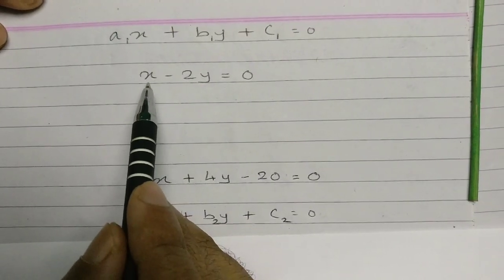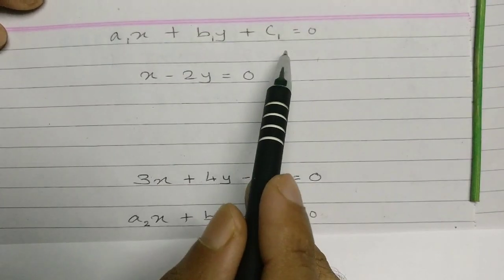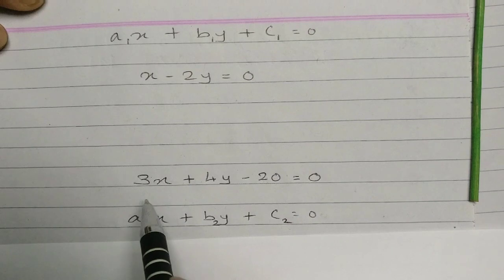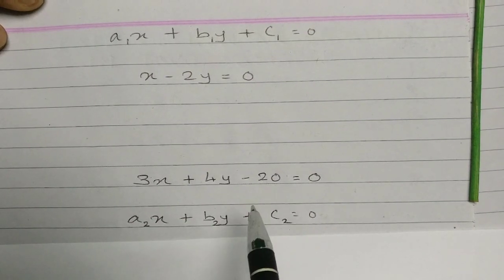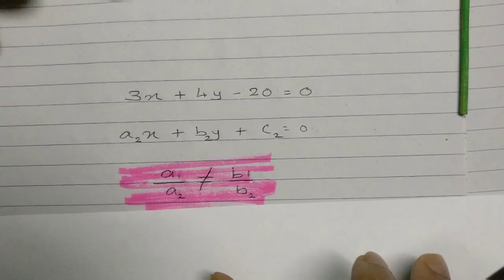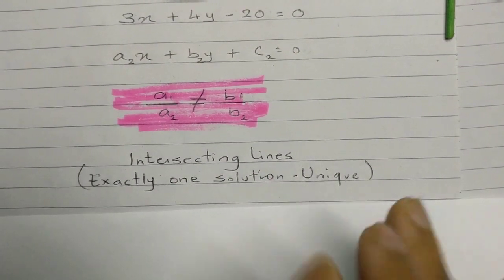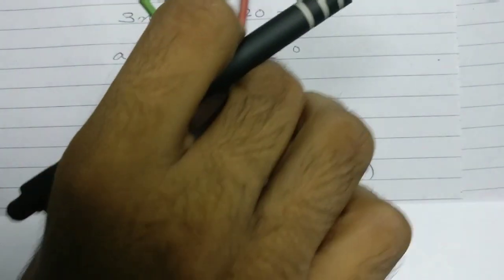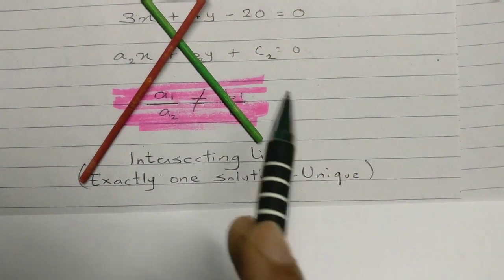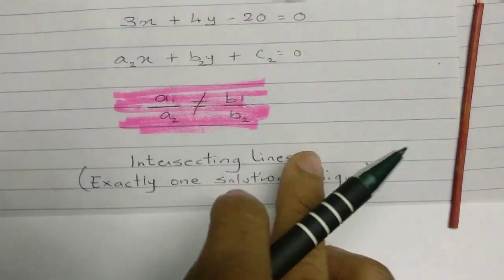Here is another equation, x minus 2y equals 0. So I have taken the general equation. The 1 I told you is because this is my first equation. This is my second equation, so it is 3x plus 4y minus 20 is equal to 0. Here we'll see what is the condition for the next case, that is intersecting lines. If two lines are going to intersect each other, then this condition will be satisfied. So let us check whether it is possible or not.